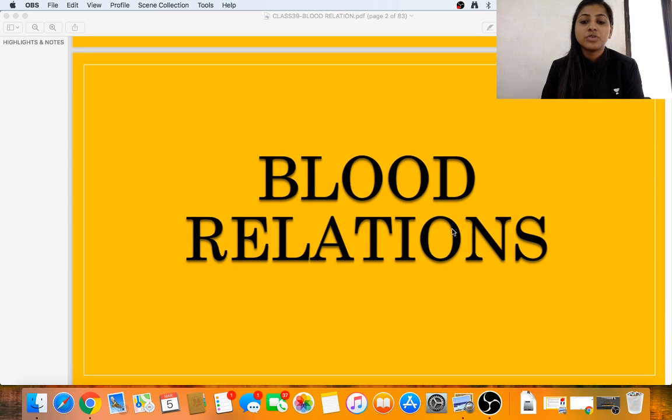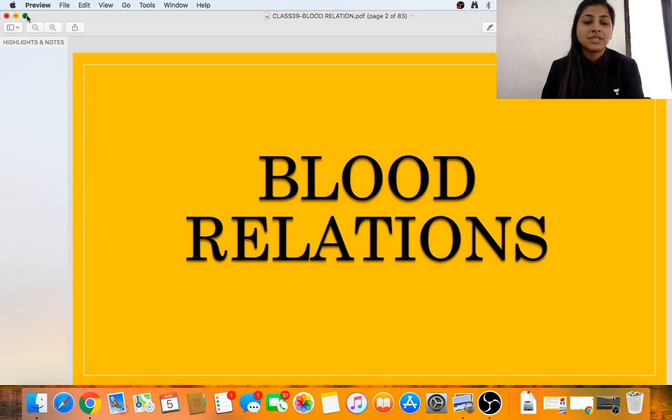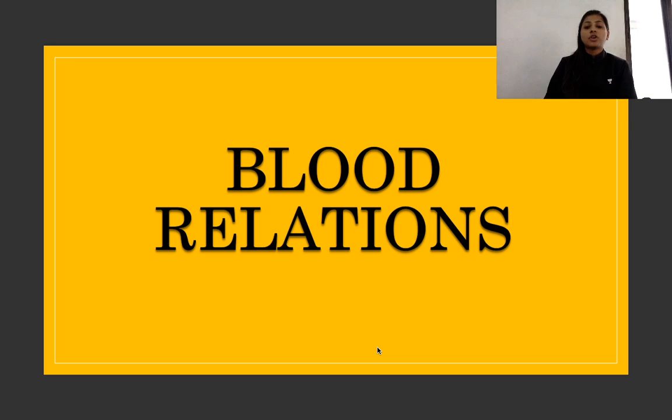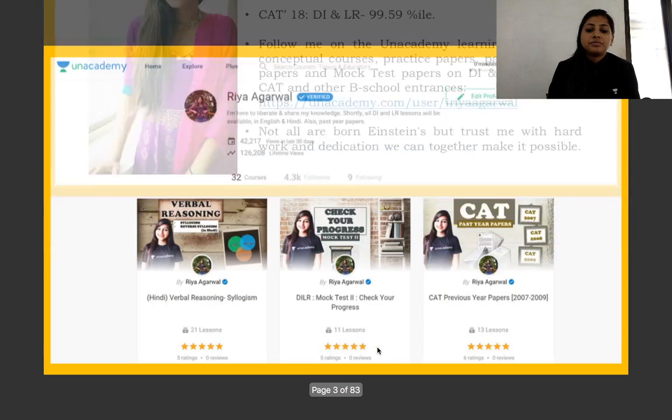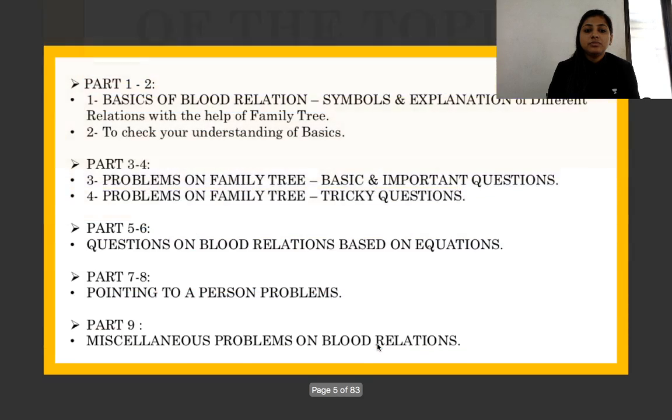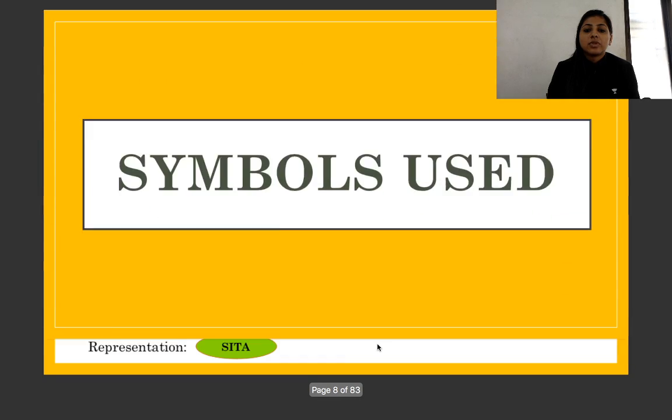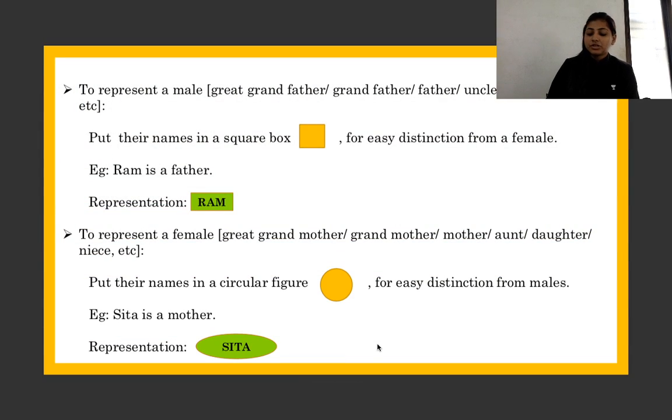So today we are going to see the topic blood relation. We are revising all the topics for MAHCET. We are already done with syllogisms and reverse syllogisms in the previous two classes. So today we are seeing blood relation. Basics of blood relations, the symbols used.